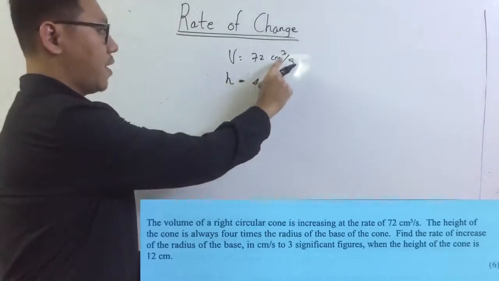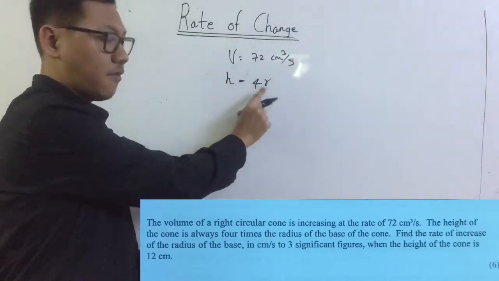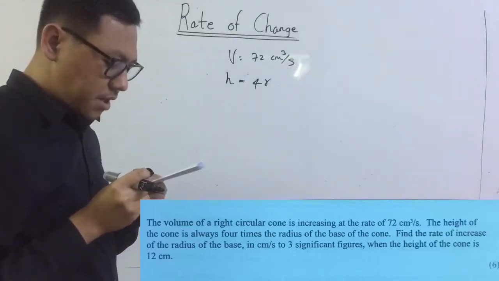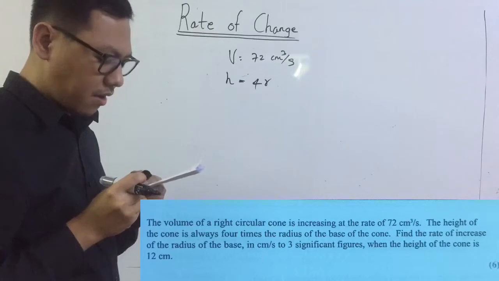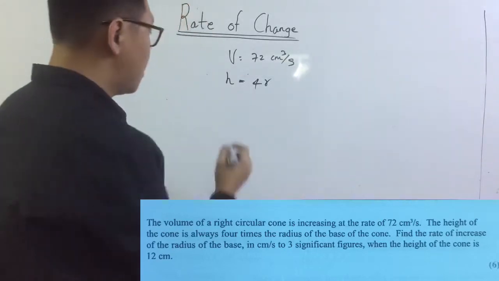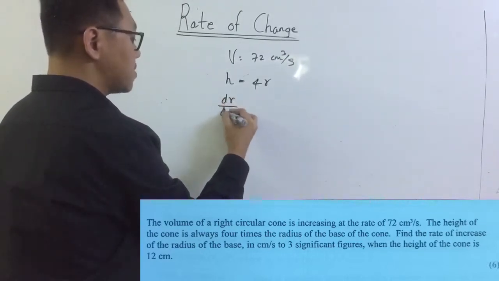First they give the rate of change of volume, and then they say height is 4 times the radius. And then the next part is to find the rate of increase of radius, when the height is given. So rate of change of radius, right? So dr by dt, because it is radius.